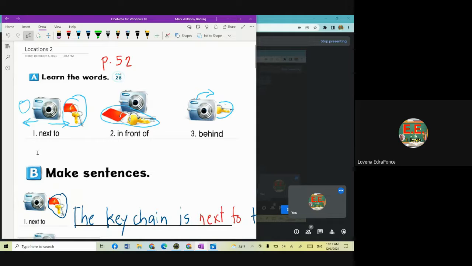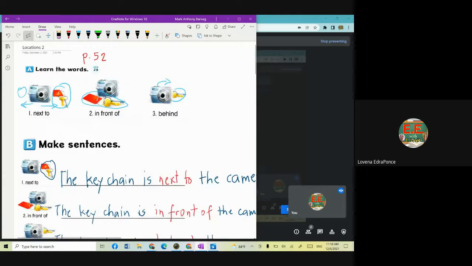So number one is next to. When we say next to, it's the same as by. Next to. Okay, it could be on the left or on the right. When we say in front of, in front of. And when we say behind, behind.